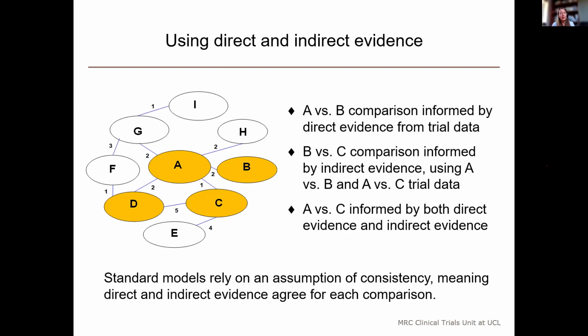Wherever there's a loop in a network meta-analysis, such as ACD in this example, there's a potential for inconsistency, and it's important that meta-analysts test whether the assumption of consistency holds in their network.